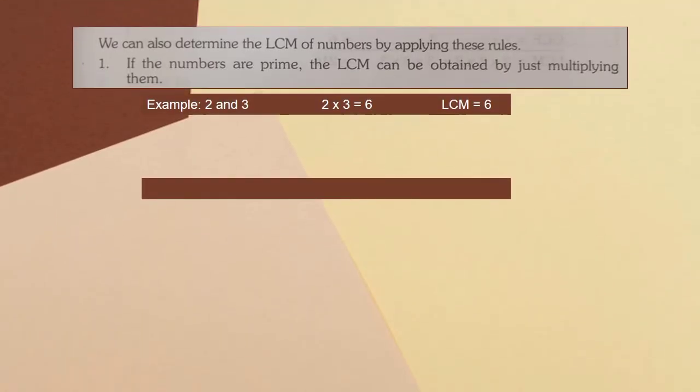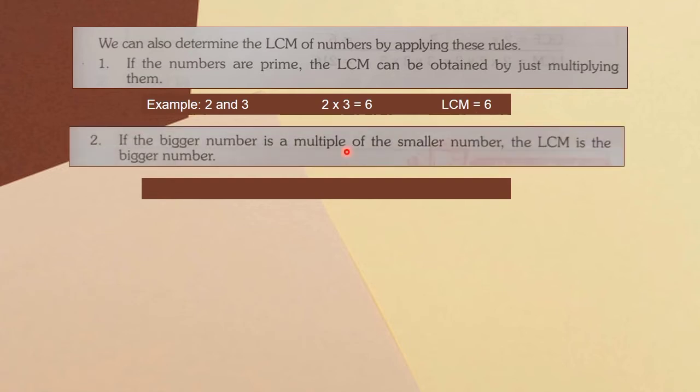We can also determine the LCM of the numbers by applying these rules. Number 1. If the numbers are prime, the LCM can be obtained by just multiplying them. Example: the prime numbers 2 and 3. 2 times 3 is equal to 6. Therefore, the LCM of 2 and 3 is 6.